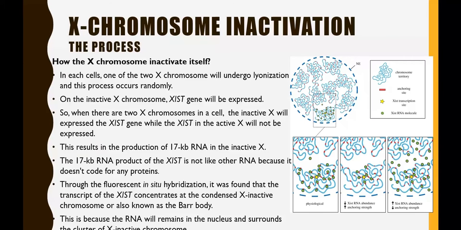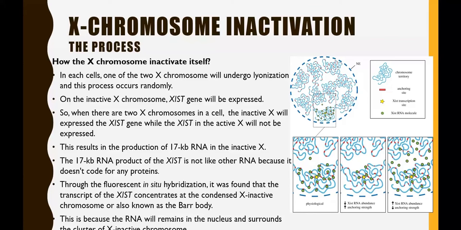So how does the X chromosome inactivate itself? In each cell, one of the two X chromosomes will undergo Lyonization, and this process occurs randomly. On the inactive X chromosome, this gene will be expressed. So when there are two X chromosomes in a cell, the inactive X will express the XIST gene, while the active X will not express the XIST gene. This results in the production of a 17 kb RNA in the inactive X. This RNA is not like other RNA because it doesn't code for any proteins.